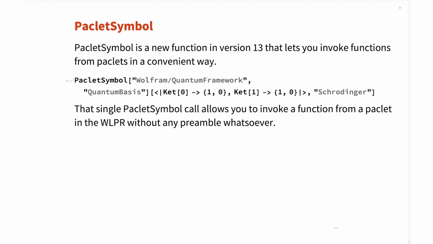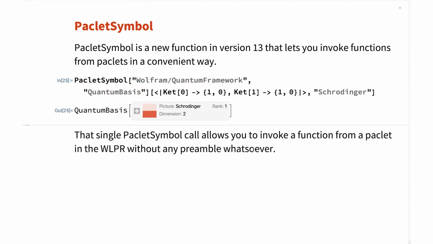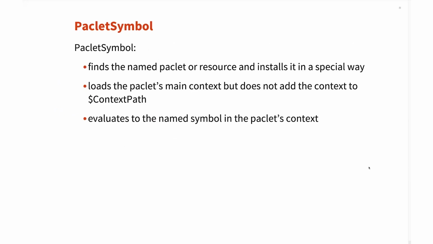PacletSymbol is a new function in 13 that lets you invoke functions from Paclets in a very convenient way. Here I'm calling the function quantum basis from the Paclet Wolfram quantum framework. I don't have this Paclet installed, but if I just run this one line, it will go and install the Paclet and run the function. So this single PacletSymbol call lets me call this function without doing anything at all other than executing that one line. PacletSymbol finds the Paclet, finds the name or resource, and installs it in a special way.